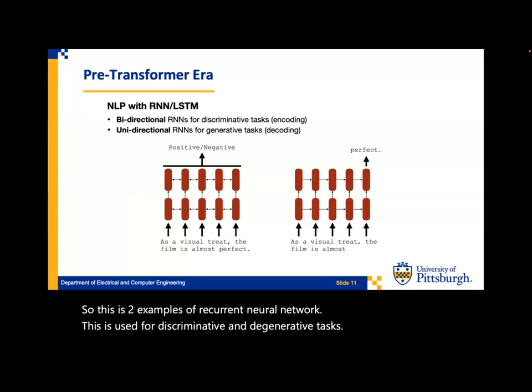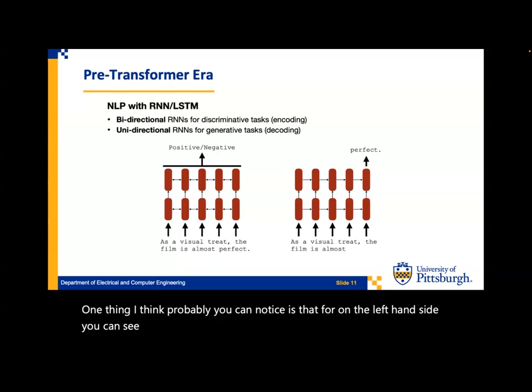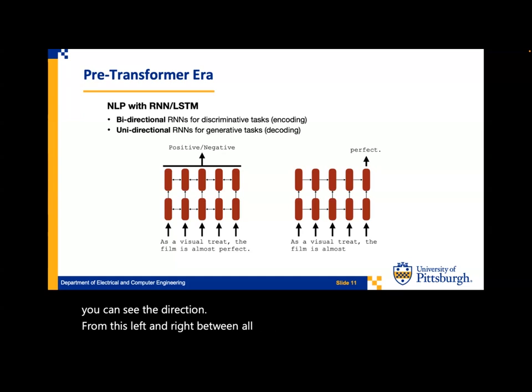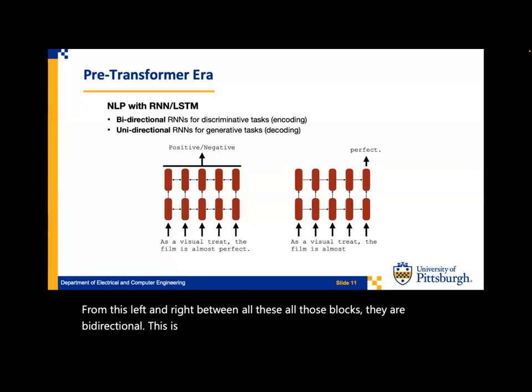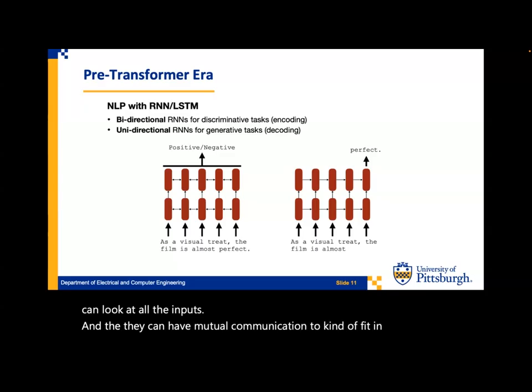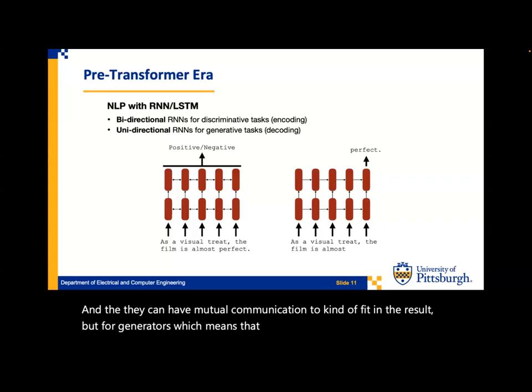One thing you can probably notice is that on the left hand side, you can see the direction from left and right between all those blocks. They are bidirectional. This is because for this kind of positive, negative, discriminative task, you can look at all the tokens all at once, right? You can look at all the inputs, and they can have mutual communication to give you the result. But for generative, usually you're looking at the previous text to generate a later text.